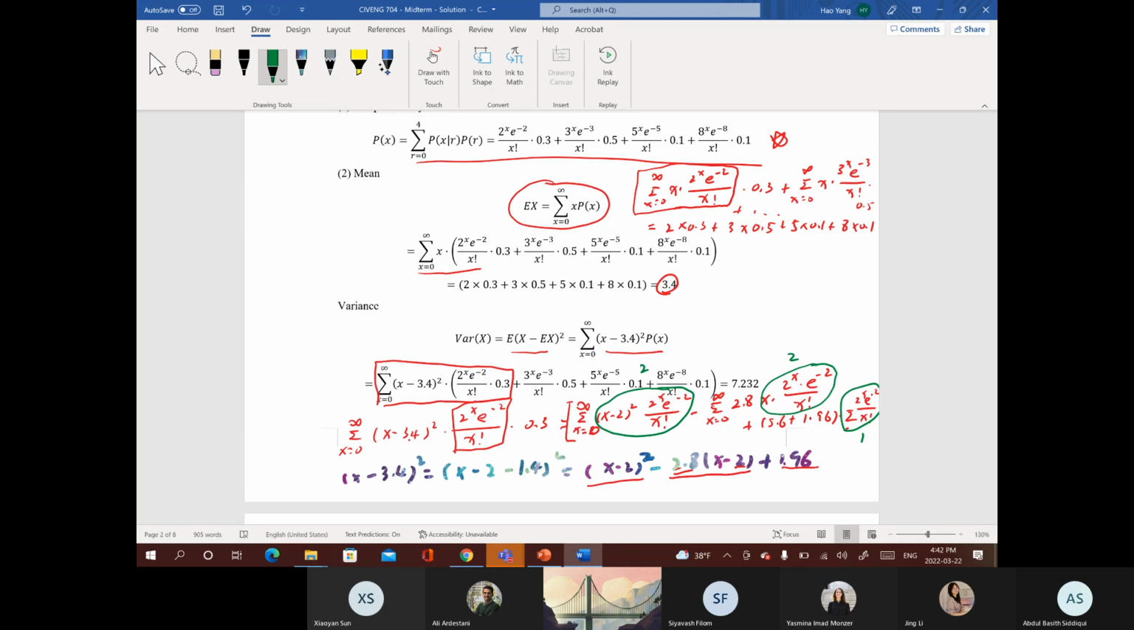So with that, you can calculate the value for the first component, and similarly apply it to the rest of the components. Once you complete all the calculation, you get the value as 7.232. So that's the solution for the first problem.